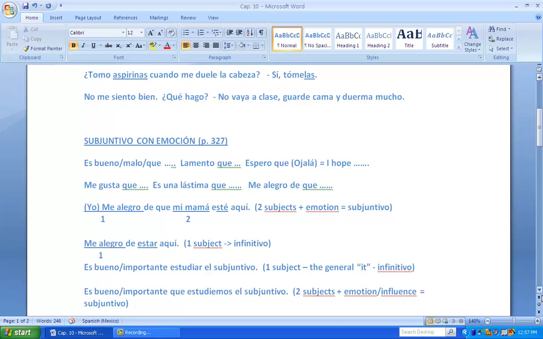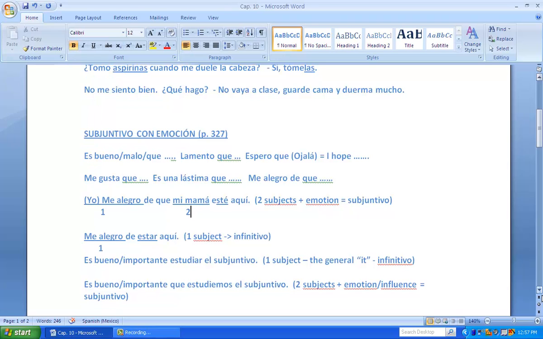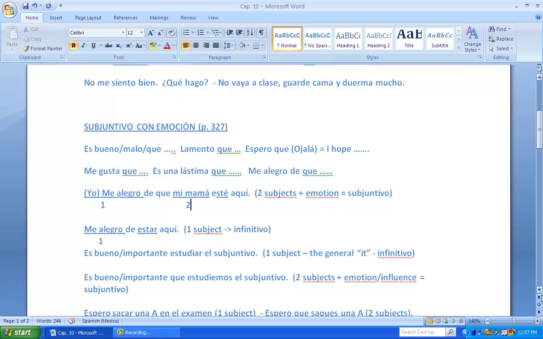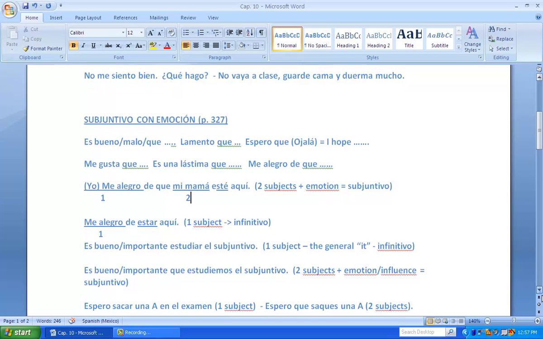Another expression: it's good that. Es bueno. It's important to study the subjunctive. Es importante estudiar el subjuntivo. Or es bueno estudiar. It's good to study the subjunctive. Those are either influence or emotion with one subject.